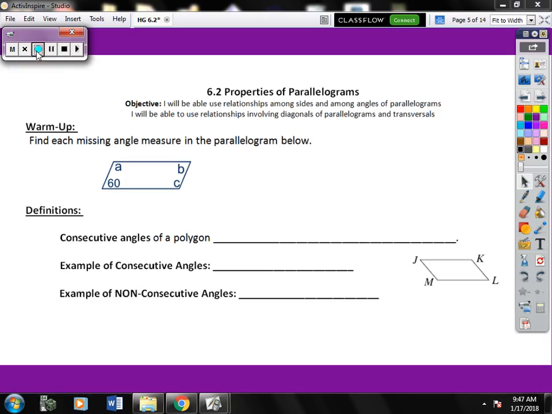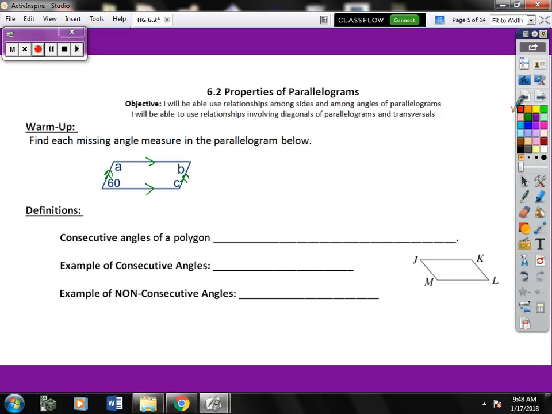The definition of a parallelogram was that it was a quadrilateral that had two pairs of opposite sides being parallel. So that was really all we knew about a parallelogram, was that the top and the bottom would be parallel, the left and the right will be parallel. Today we're going to learn additional properties about those shapes, not just the definition. So this one says find each angle measure in the parallelogram below.